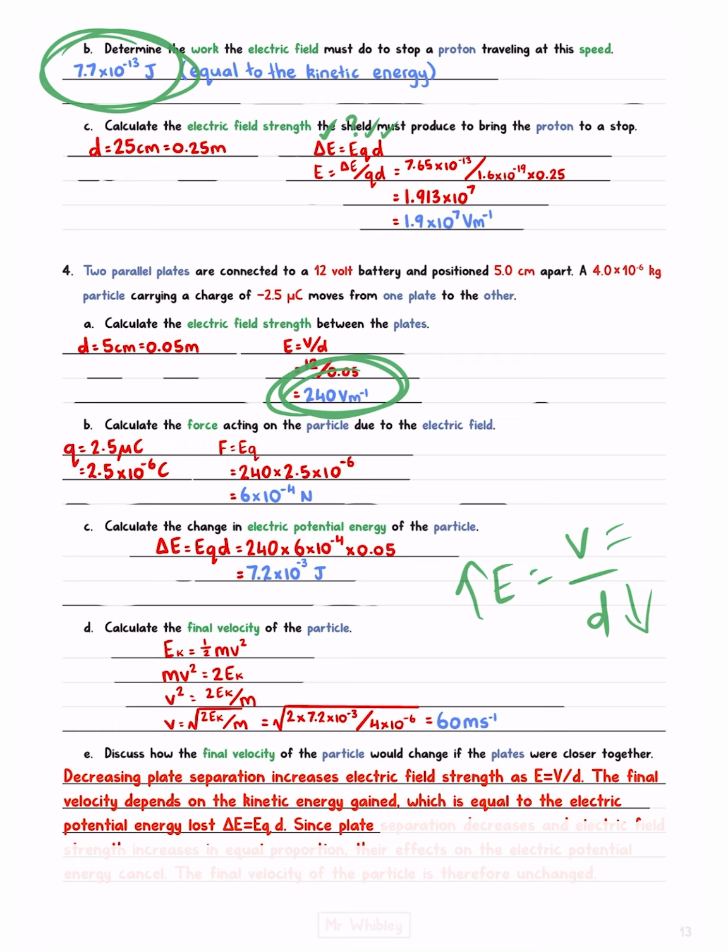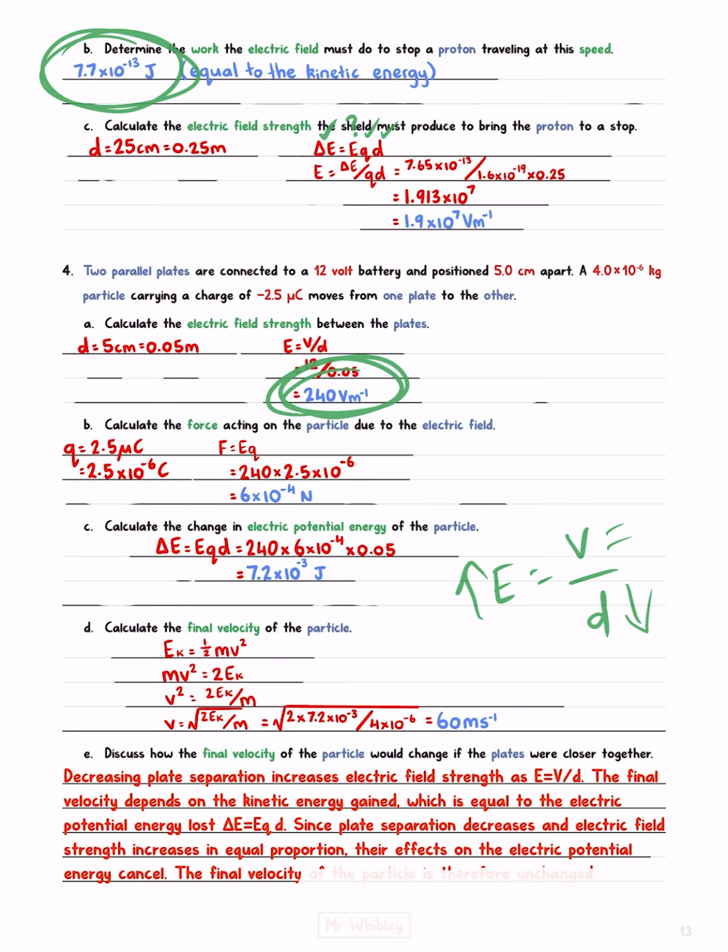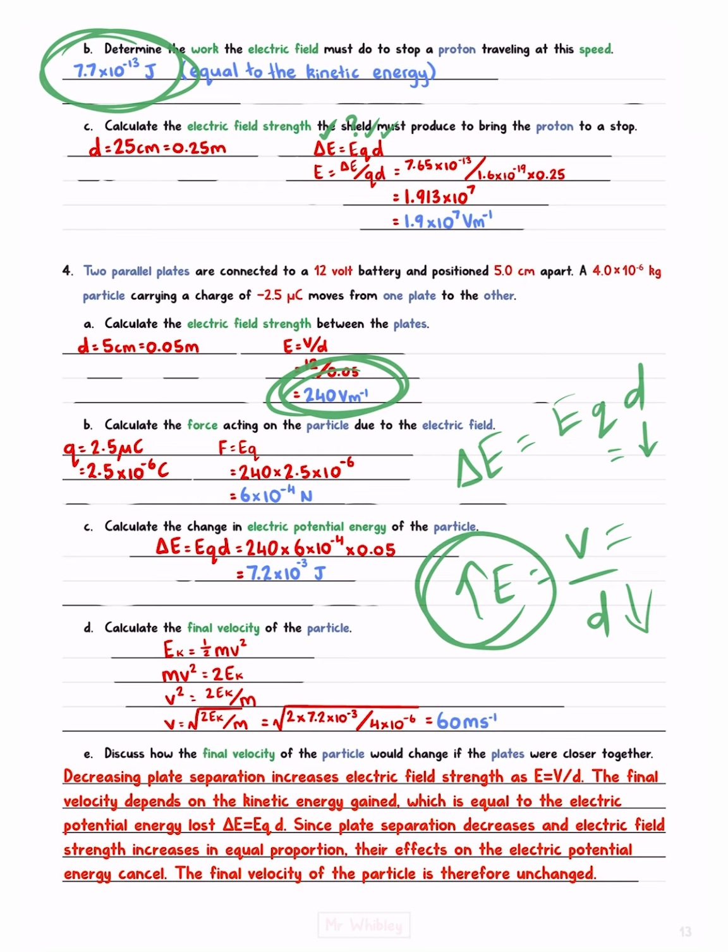Since the plate separation decreases and the electric field strength increases in equal proportion, their effects on the electric potential energy cancel. The final velocity of the particle is therefore unchanged. So we know that our change in energy is our EQD, and if we keep our charge the same, decreasing our distance also increases our electric field strength in equal proportion. These effects are going to cancel out, leaving our electric potential energy unchanged.